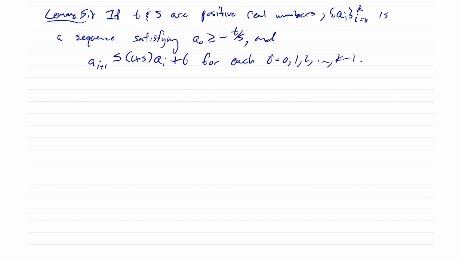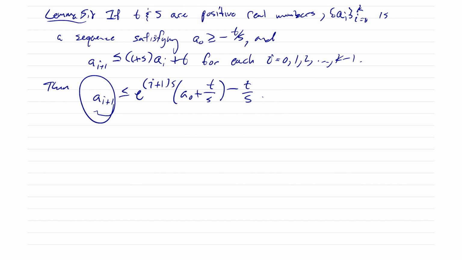Okay, so then what happens? Then we have a_(i+1) is less than or equal to e to the (i+1) times s times (a_0 plus t over s) minus t over s, right? And that's what we're going to have. Now, how does this relate to what we're talking about? Well, generally speaking, we're thinking of these a_i's as our w_i's, or really it's going to be related to our w_i's. And then we're going to use this in order to establish a cumulative error bound.